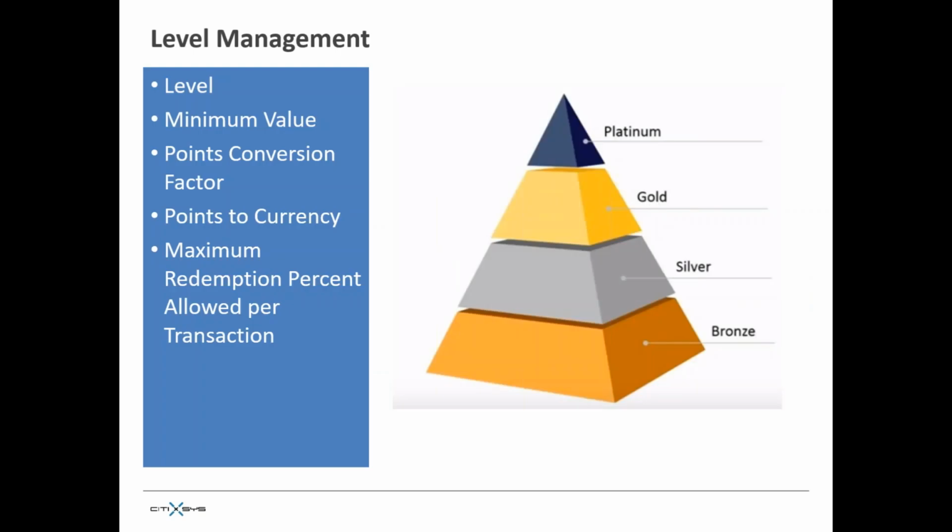On level management, like I said, Demo Stack comes with 4 levels: bronze, silver, gold, and platinum. What do you define on your level management? Well, you define the level, you name it the way you want, any name you wish. Very importantly, you define the minimum value, points to conversion factor, points to currency, and the maximum redemption % allowed per transaction.